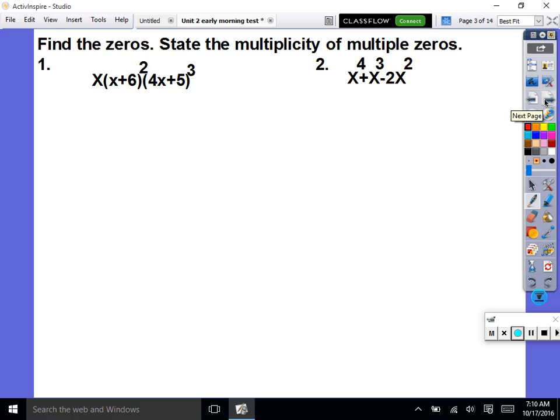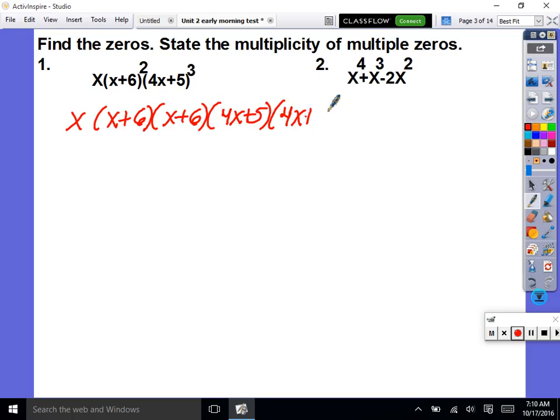So the next one says find the zeros, state the multiplicity of multiple zeros. Isn't it find the zero, solving it technically? Yeah. Okay, so if it's already factored, we want to leave it factored, right? We're not going to multiply this out. We have an x, we have x plus 6 twice, and we have 4x plus 5 three times, right? Just making sure we all understand that. So it's already factored down to linear factors.